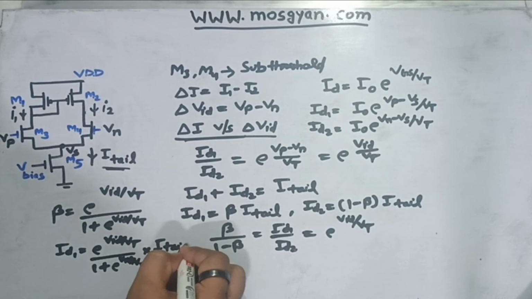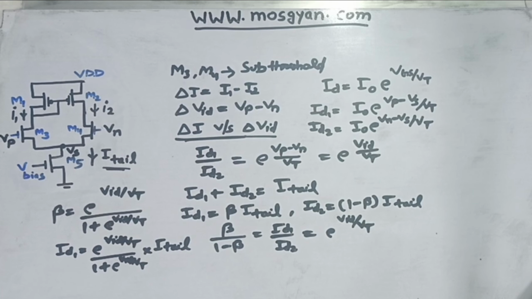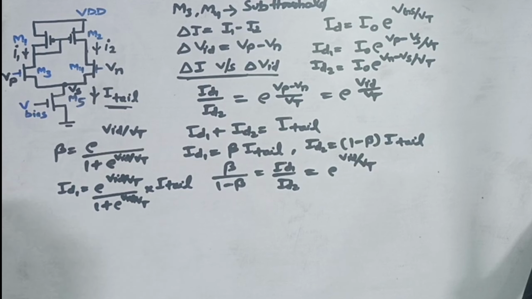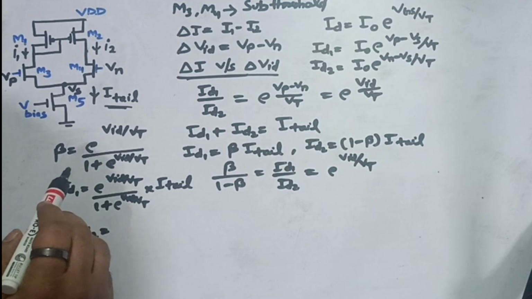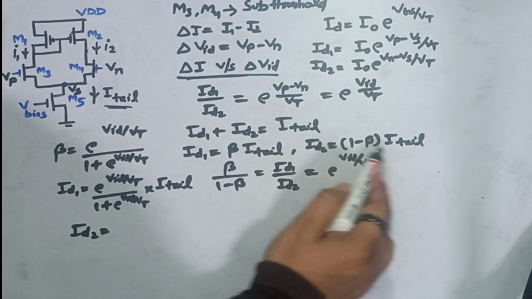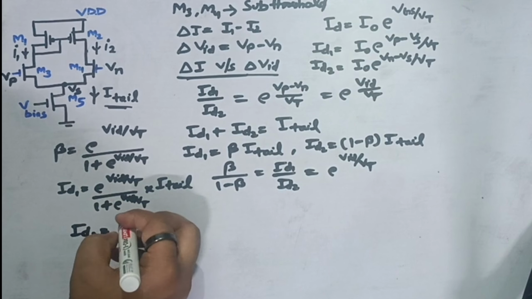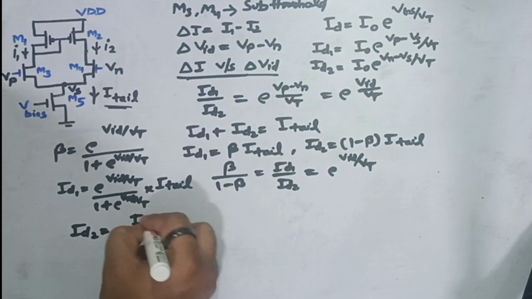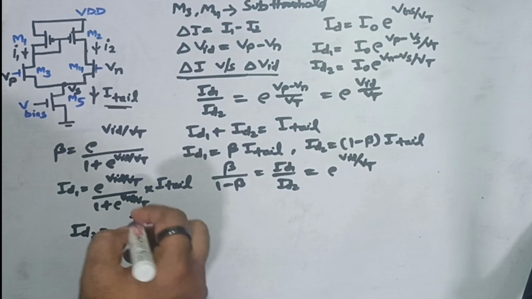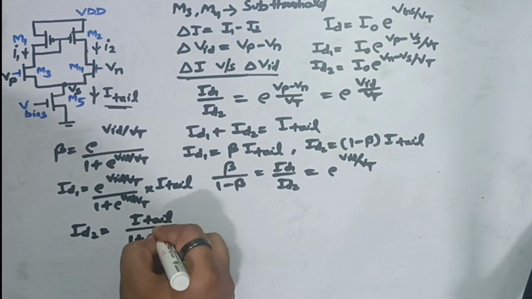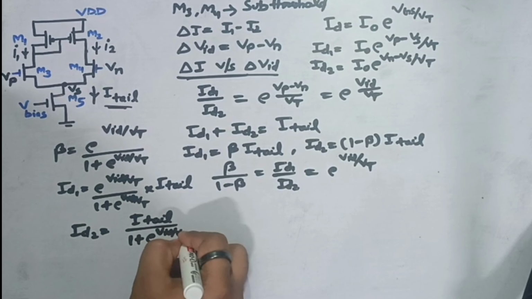This is the value of ID1, and if we put the value of beta in the ID2 equation, we can derive the value of ID2 also. So the value of ID2 would be equal to 1 minus beta into I tel. If you solve this, you will ultimately get I tel divided by 1 plus e to the power VID upon VT.